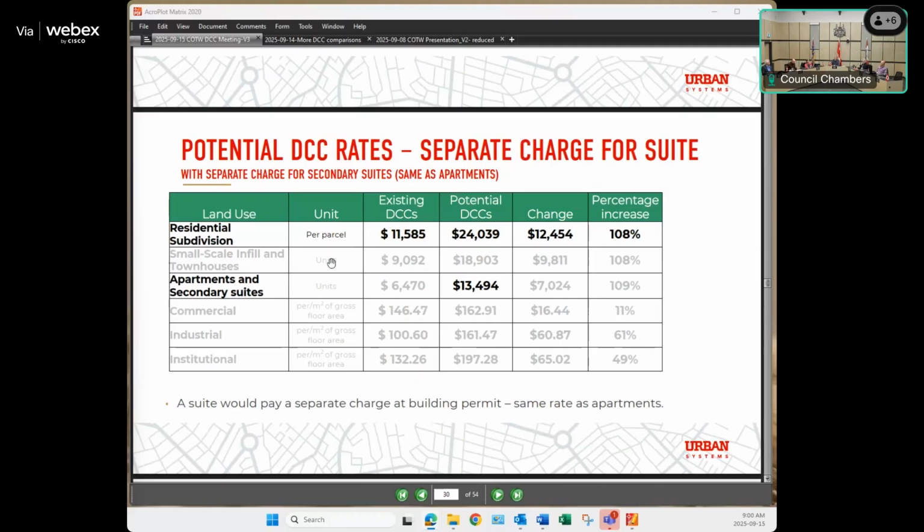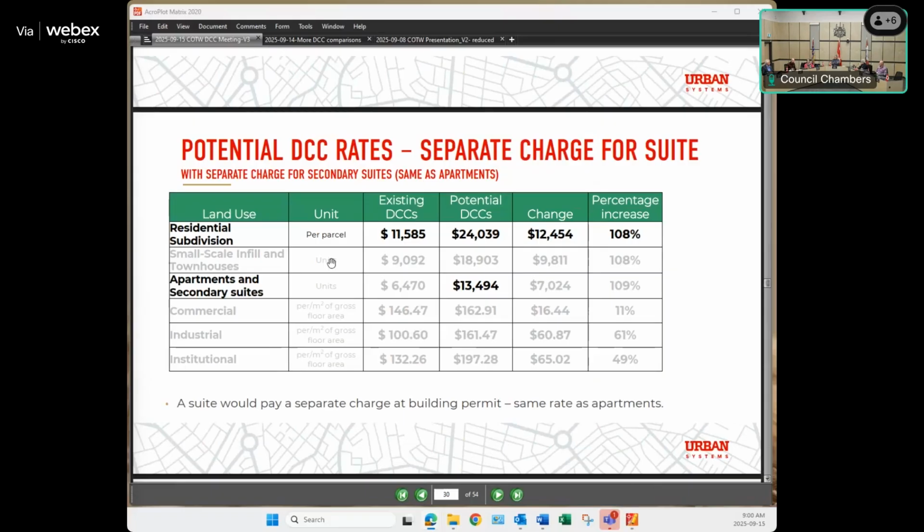I'm struggling with this significant increase in the DCCs, because we did do a significant increase in 2022, I believe, and that was almost a 400% increase. And now with this, we're almost over 1,000% increase in DCCs since 2022, which is a significant hit to our developers.